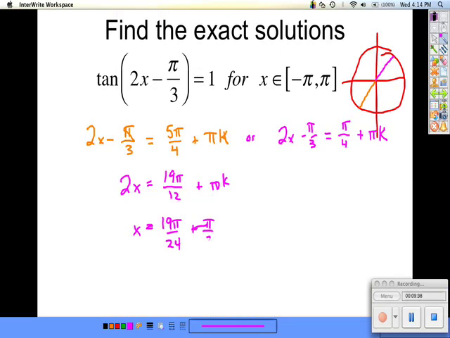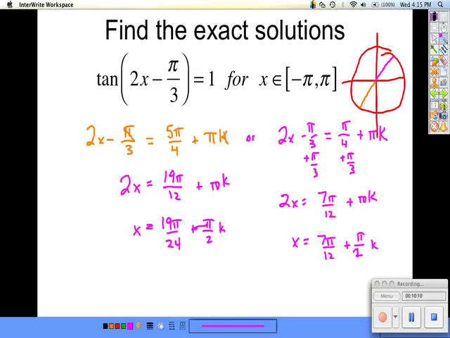From the other one, I add pi over 3 to both sides. 2x equals 7 pi over 12 plus pi k. Divide by 2, I get x equals 7 pi over 12 plus pi over 2. Okay, so multiples of pi over 2.